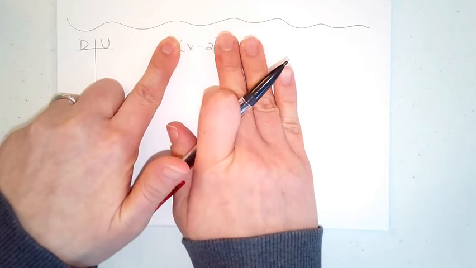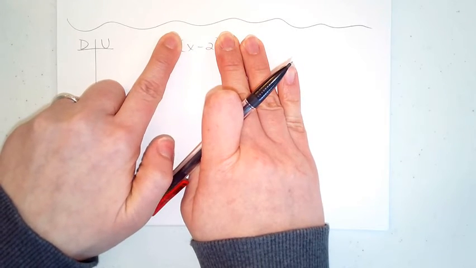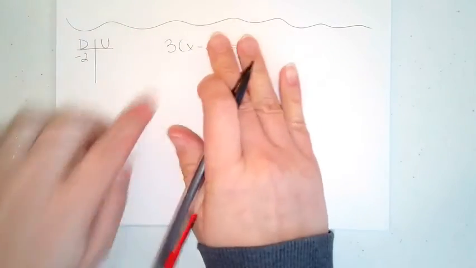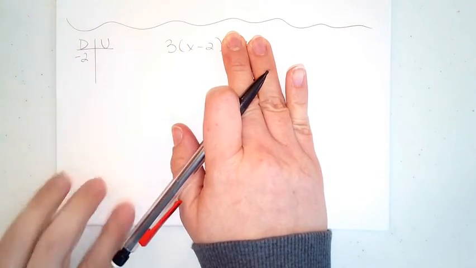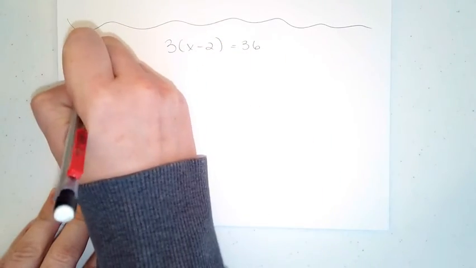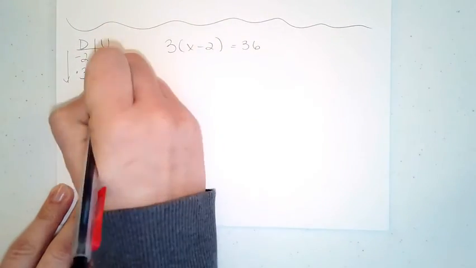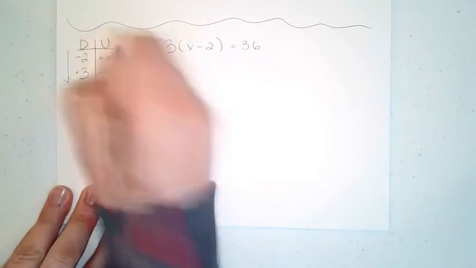So I'd have to look in here. It's multiplied by 1, so I don't really have to worry about that, but I would subtract 2. And once I subtracted 2 and was out of the parentheses, then I would multiply by 3. Okay, so do goes down, undo goes the other way. So we're going to divide by 3, and then we're going to add 2.